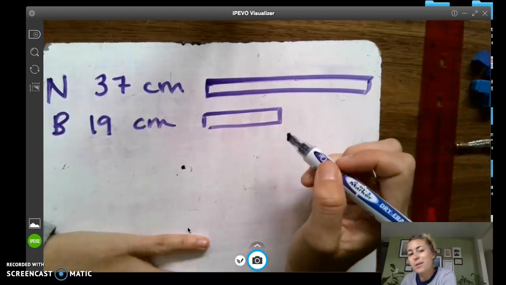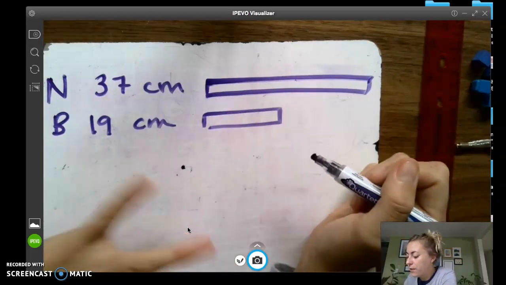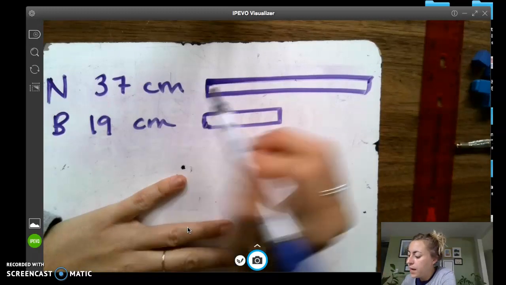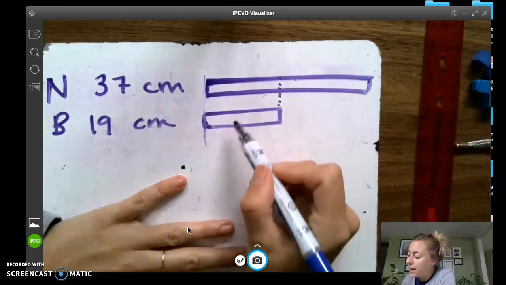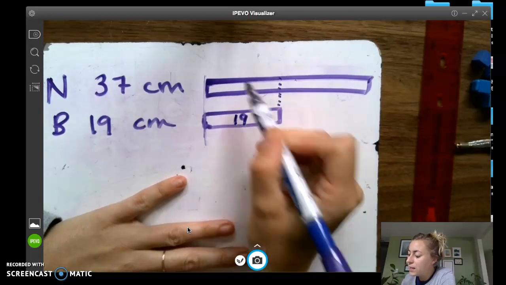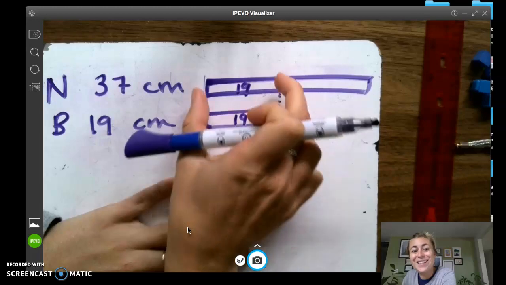So the first thing I'm going to do is try to think of it in my brain. I know that 37 is longer than 19. If I match these up perfectly right here, then if this is 19, this also has to be 19 because it's the same length.